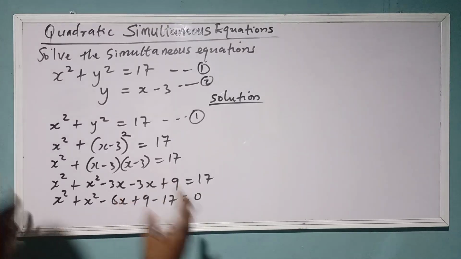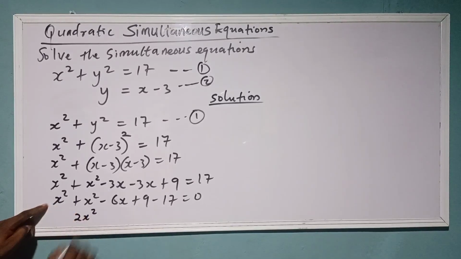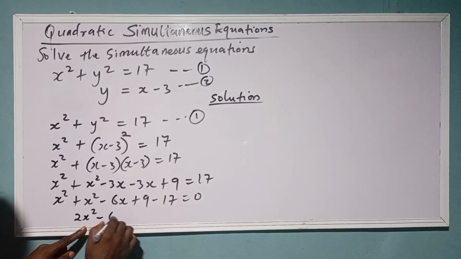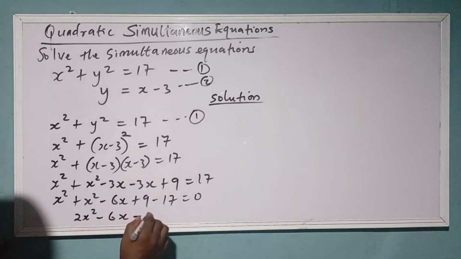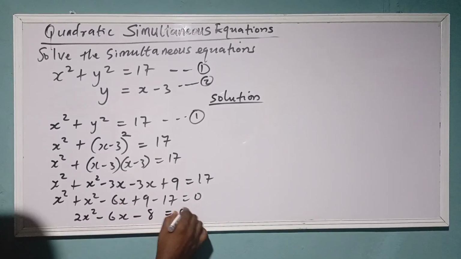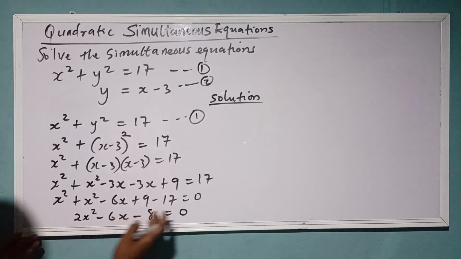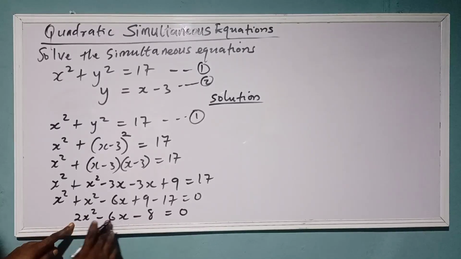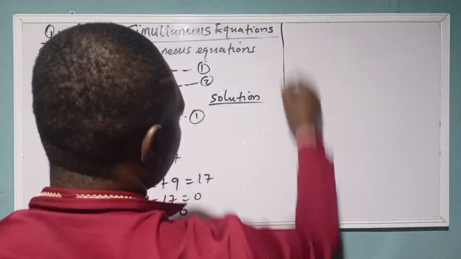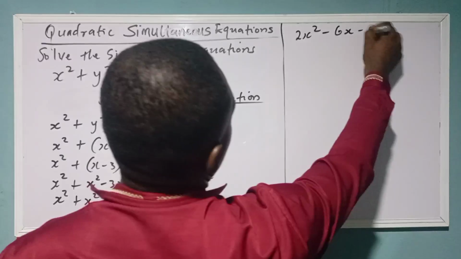The idea is we want to form a quadratic equation. So x squared plus x squared will give you 2x squared, then minus 6x. Now this is 9 minus 17, we have minus 8, right? And it's equal to 0. Looking at this properly, you discover that all these expressions are even, so we can divide through by 2. I will say x squared minus 3x minus 4 is equal to 0.